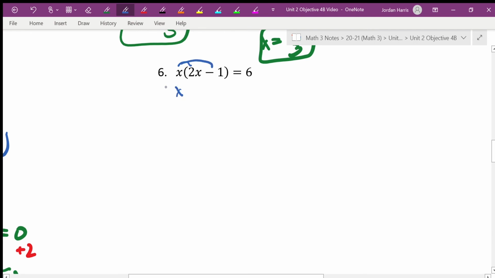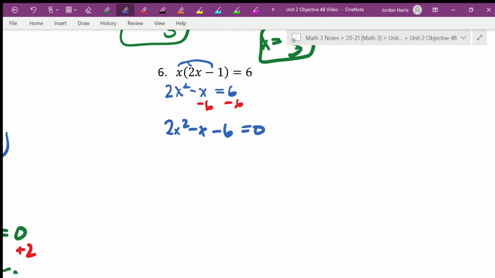So I have to distribute. So I get 2x squared minus x equals 6. Then I need to move the 6 over. So I get 2x squared minus x minus 6 equals 0. So they weren't nice to us. They weren't like, oh, they already factored for us. Nope, they actually added more work because they factored when they weren't supposed to factor yet.